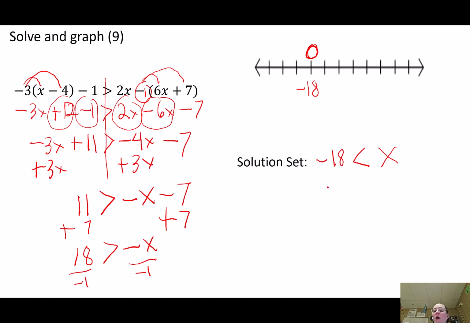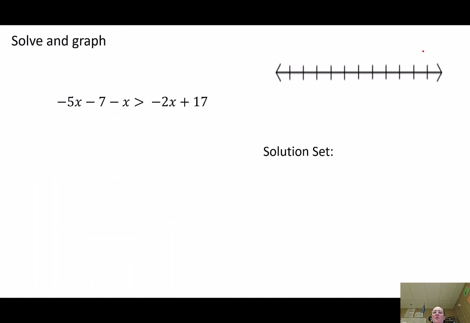So remember, we always want the variable, we have to do a flip-flop when the variable's on the right. So x is actually greater than negative 18. So always remember, to shade, you have to know that the variable is on the left. Okay, you can't go the direction that it says if the variable is on the right. All right, I want you to work this one out on your own.